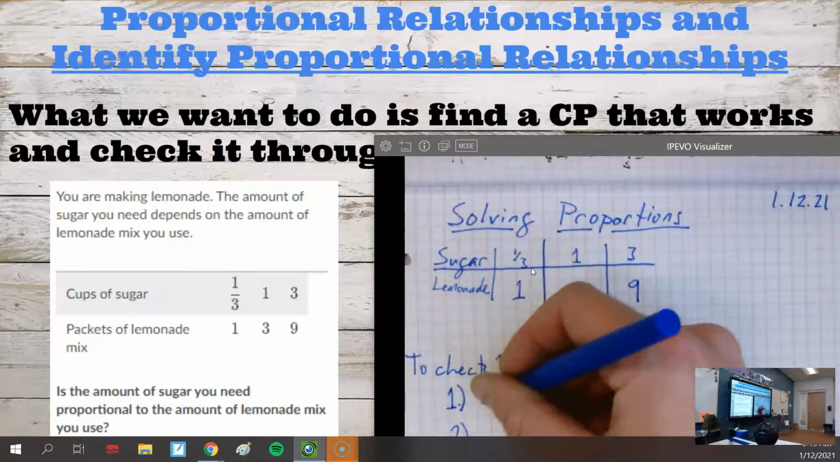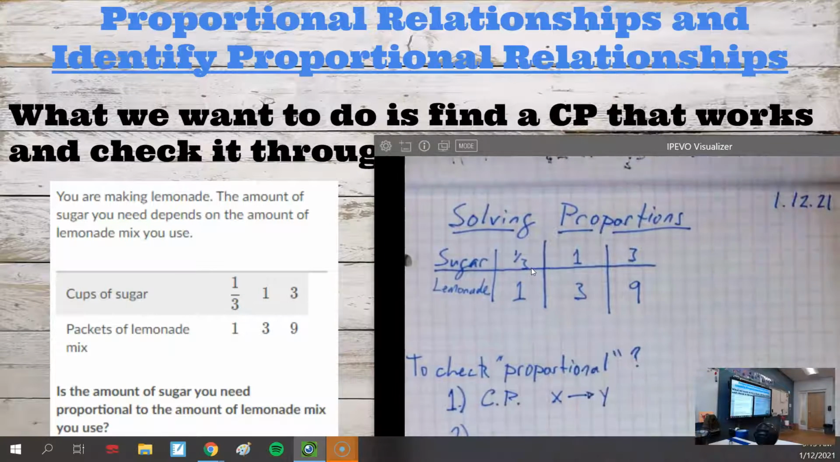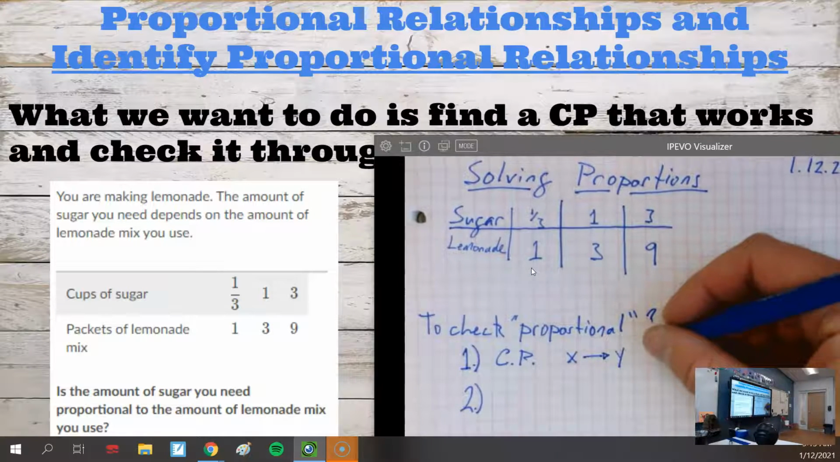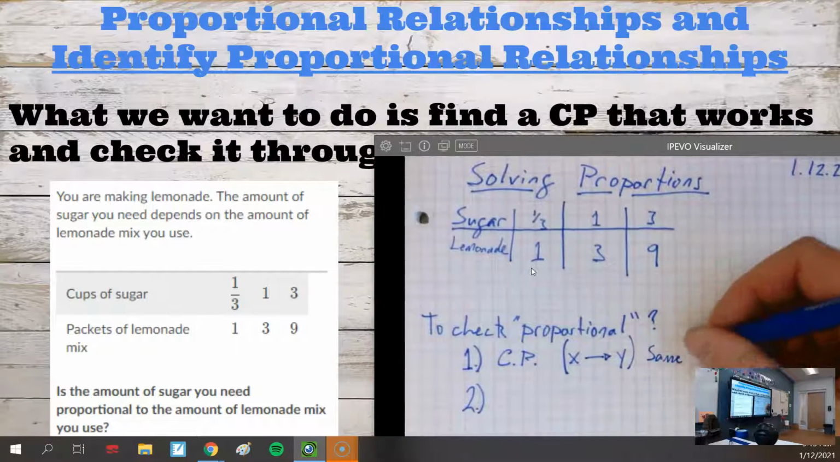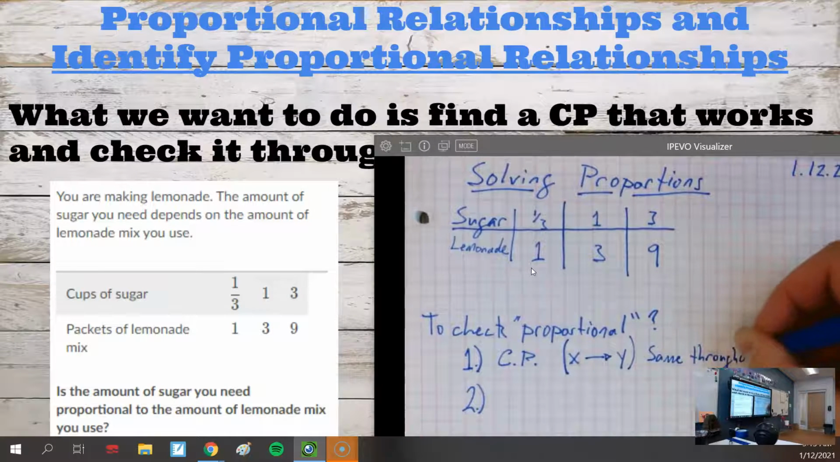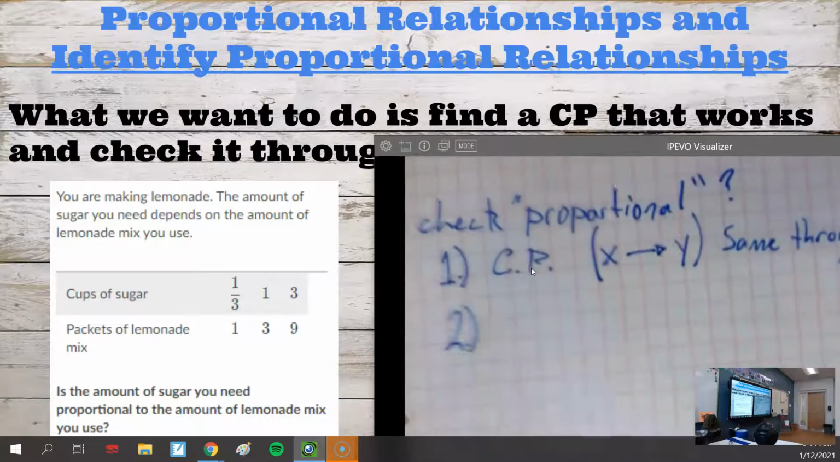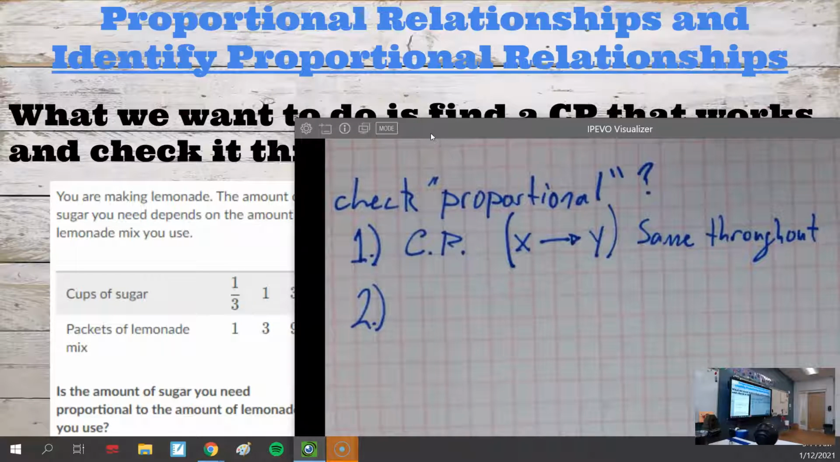Is there a constant of proportionality? And constant of proportionality goes from the x to the y. Remember, is there a constant of proportionality that is the same throughout? I'm not 100% sure if that's how you spell throughout. You spelled it right. And guys, if you can't read my handwriting, tell me. I can zoom in on what I'm writing. So to check proportionality, we need to make sure the constant of proportionality is the same throughout.